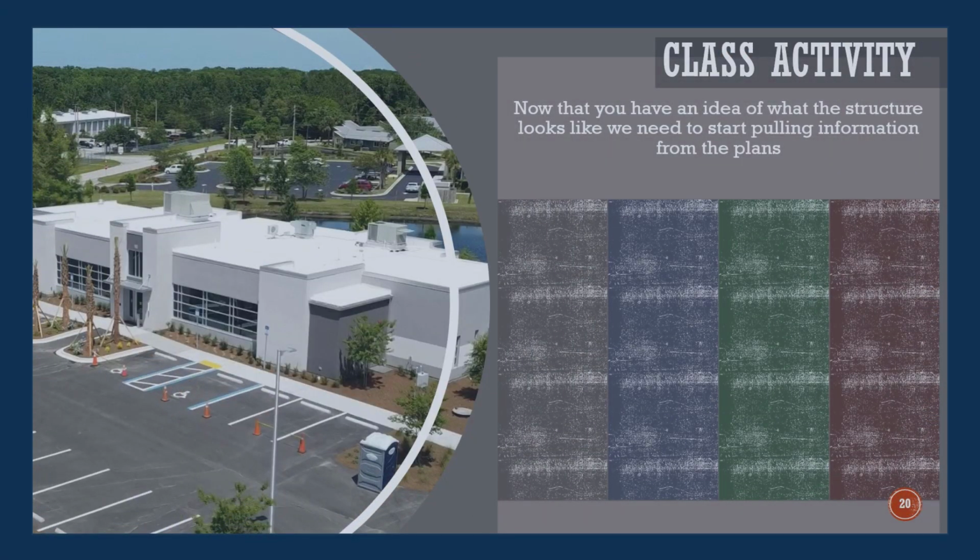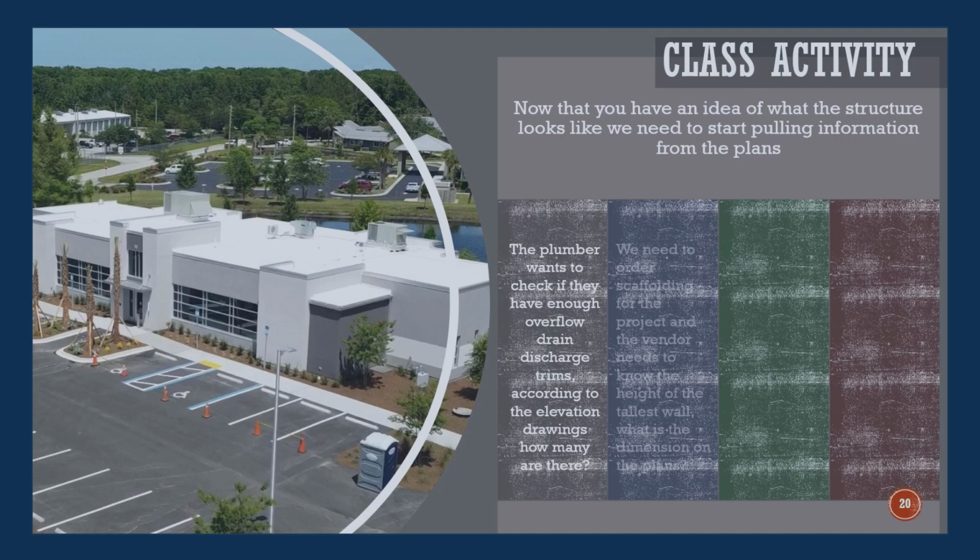Now that you have an idea of what the structure looks like, we need to start pulling information from the plans. The plumber wants to check if they have enough overflow drain discharge trims. According to the elevation drawings, how many are there? It takes at least 3 weeks to get the scaffolds here for the masons. We need to get an order in for scaffolding. The vendor needs to know the height of the tallest wall so she can check her inventory. What is that dimension on the plans? Also, what is the perimeter of the building in linear feet?